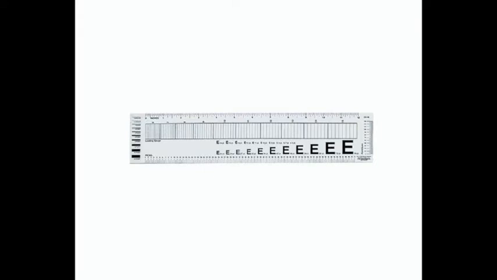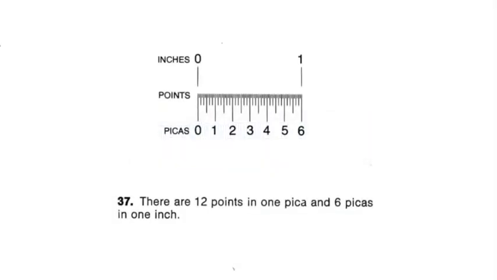There are 3 basic type measurements with which the designer must be familiar. We have points, we have picas, and we have units. The first 2 apply to all typesetting methods, while the third, units, applies only to phototypesetting. So hopefully you will never ever have to deal with that. Points are used to measure the type size or point size, while picas are used to measure the line length or measure. There are 12 points in 1 pica and 6 picas in 1 inch.